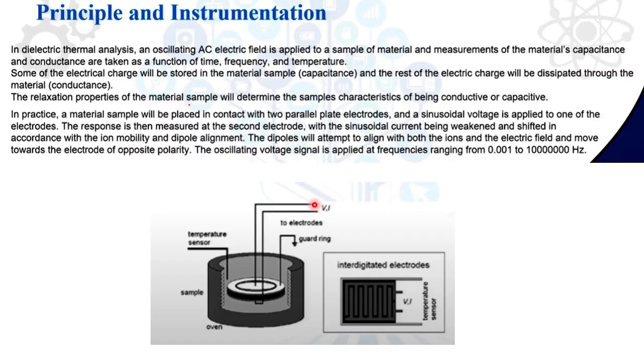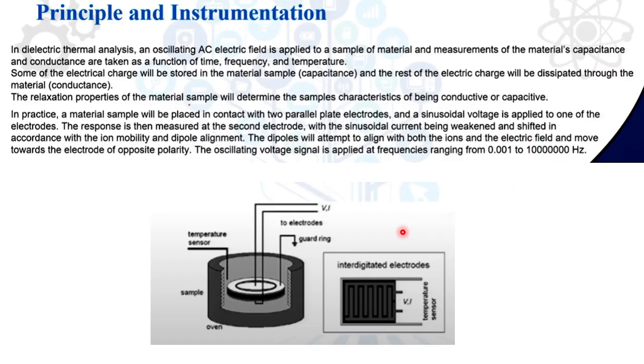Now in practice, a material sample will be placed in contact with two parallel plate electrodes, and a sinusoidal voltage is applied to one of the electrodes. The response is then measured at the second electrode, with the sinusoidal current being weakened and shifted in accordance with the ion mobility and dipole alignment. The dipole will attempt to align with both the ions and the electric field and move toward the electrode of opposite polarity. The oscillating voltage signal is applied at frequencies ranging from 0.00 Hz to 1 lakh Hz.